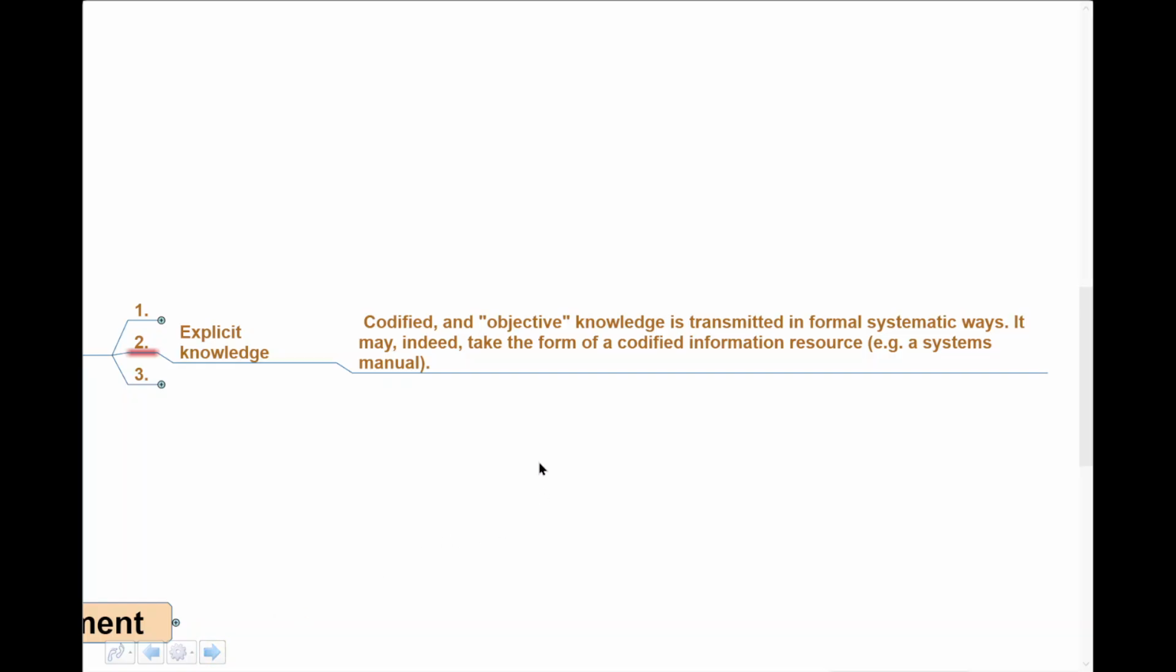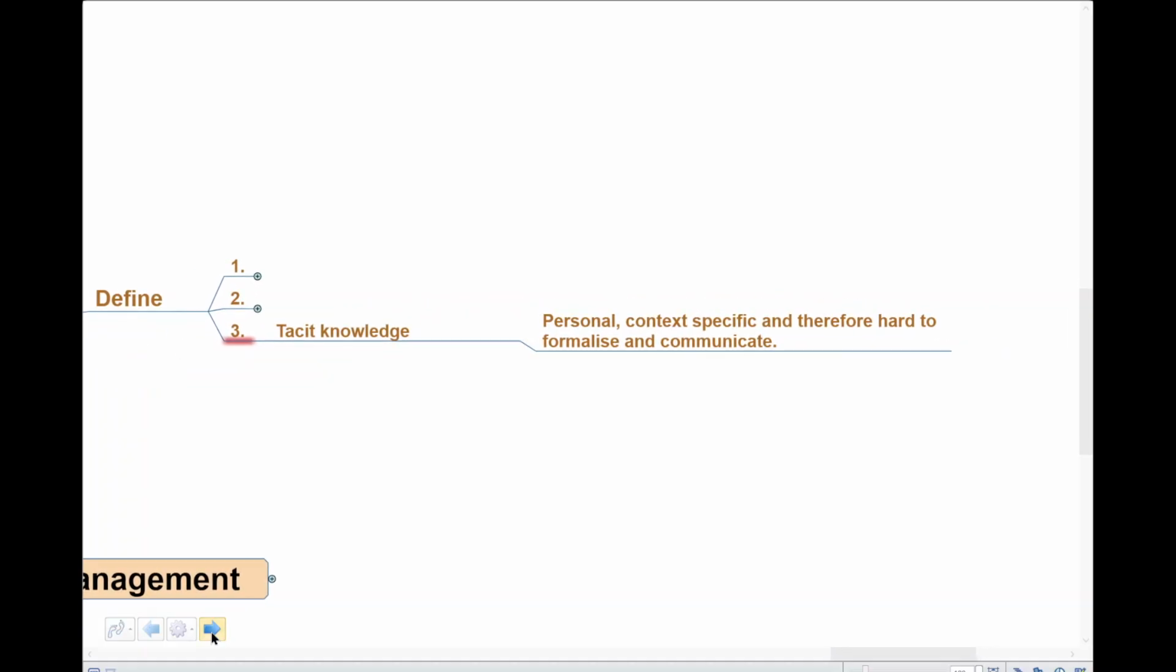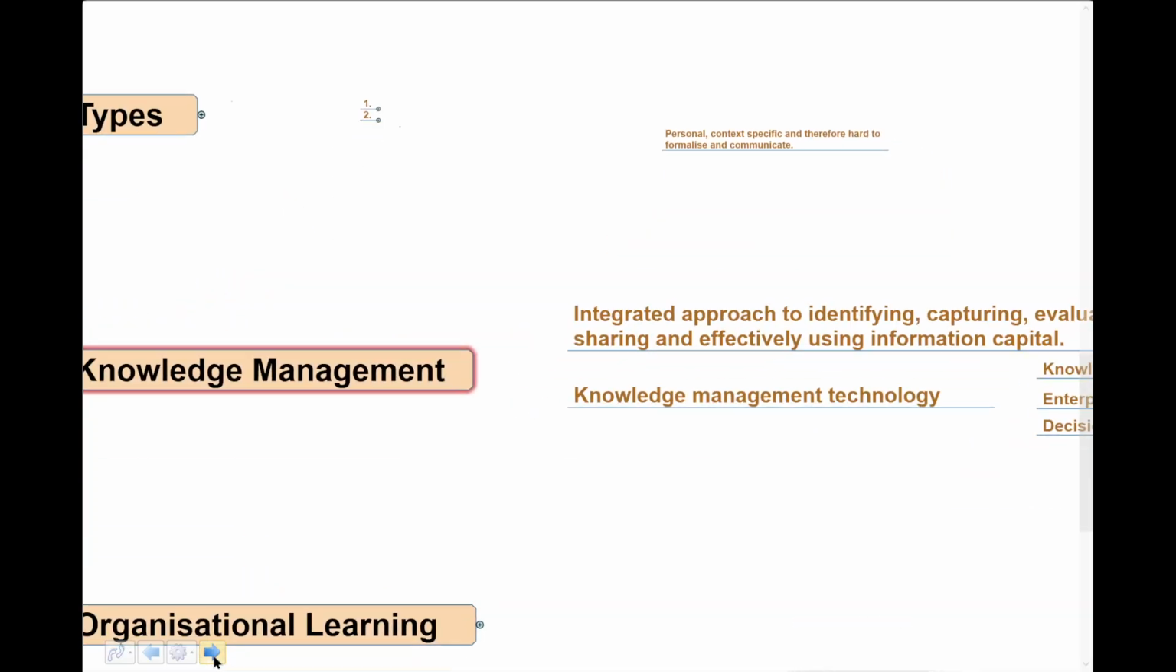Next area for us is explicit knowledge. Here we're talking about codified or objective knowledge, transmitted in formal systematic ways. It may well be, for example, in a systems manual. It could be something else. The last area for us is tacit knowledge. Really, we're talking about personal knowledge, or content specific or function specific knowledge, that is quite hard to formalize and communicate. Down to skills, know-how and expertise in different departments held by different people. So several different types of knowledge within an organization.